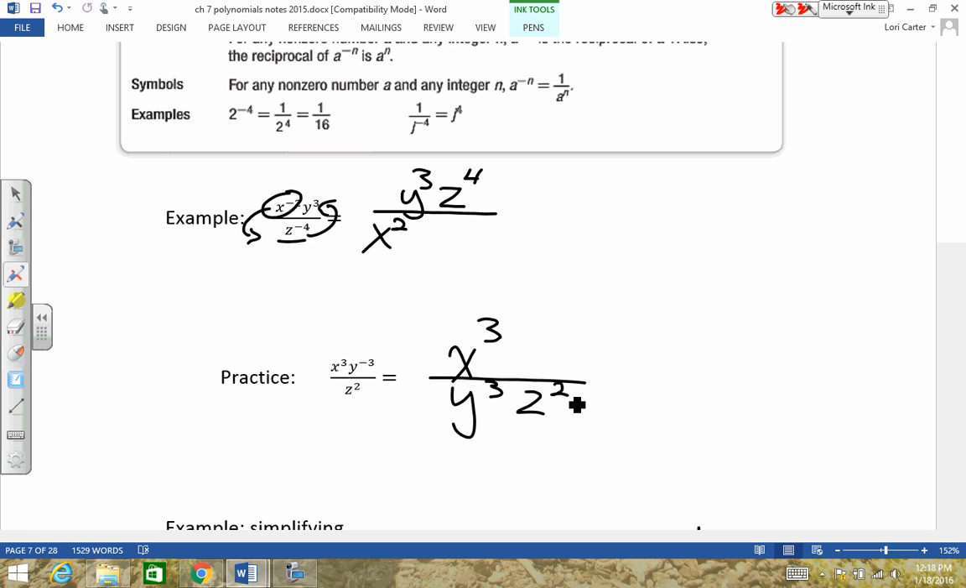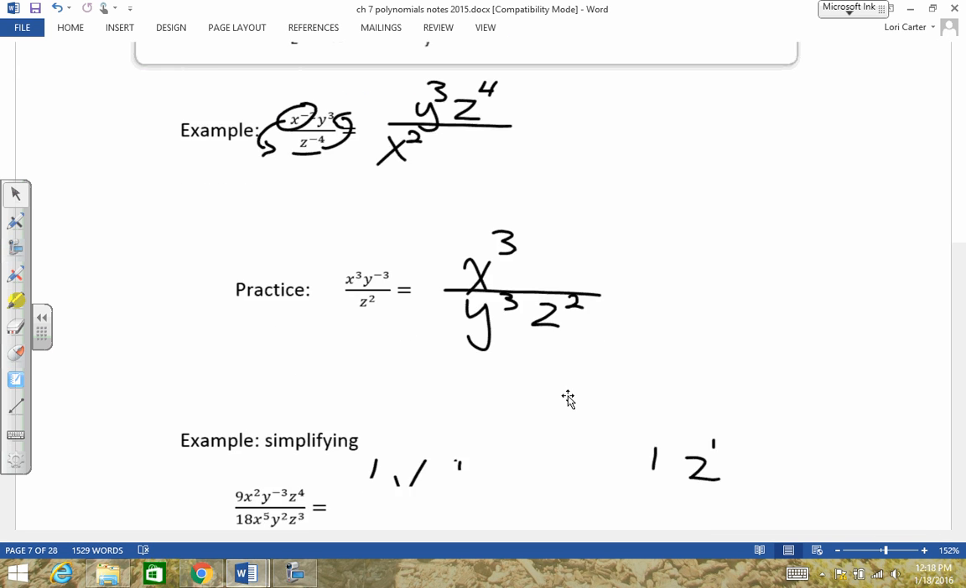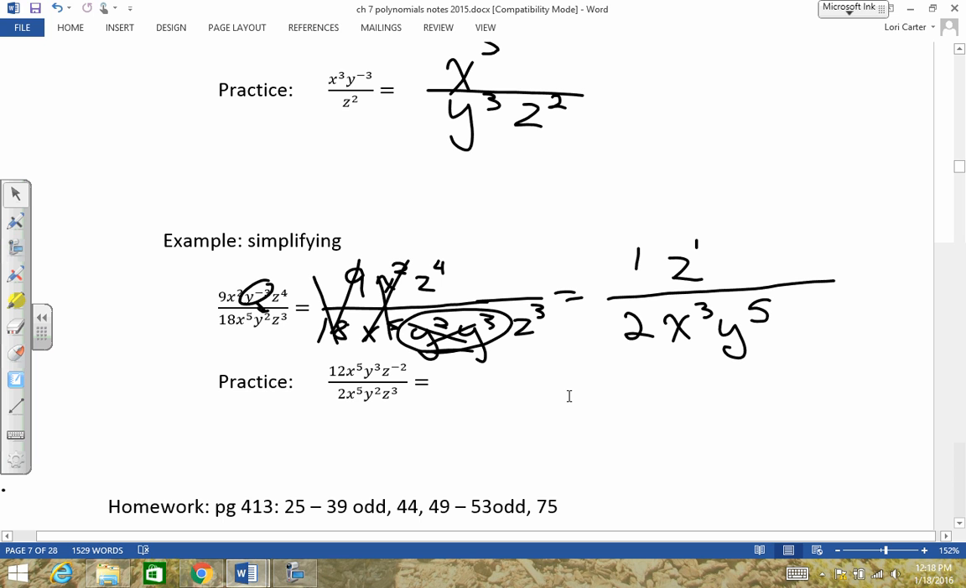Okay, you have your other practice. You skipped it. The very bottom of the page. Okay, bottom of the page, take your time, divide correctly.